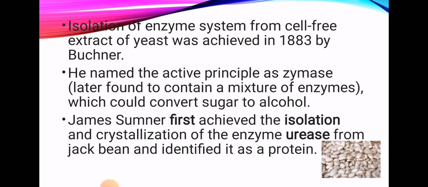Isolation of the enzyme system from cell-free extract of yeast was achieved in 1883 by Buchner. He named the active principle zymase, later found to contain a mixture of enzymes which could convert sugar to alcohol. James Sumner first achieved the isolation and crystallization of the enzyme urease from the jack bean and identified it as protein. Here on the right lower corner of the screen you can see the jack beans.